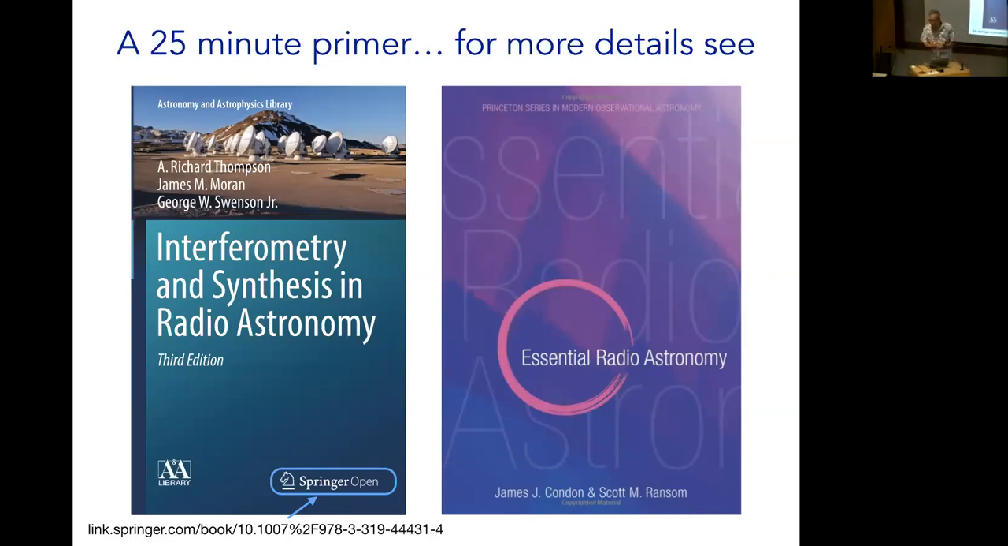So anyway, the other good book here is this one by Condon and Ransom. But as I say, I'm going to be giving a very brief and introductory review. Please ask me questions, interrupt me if you want to know more. And of course, we've got a whole couple of days. We're going to hear from all the experts in all the various areas I'm going to talk about.